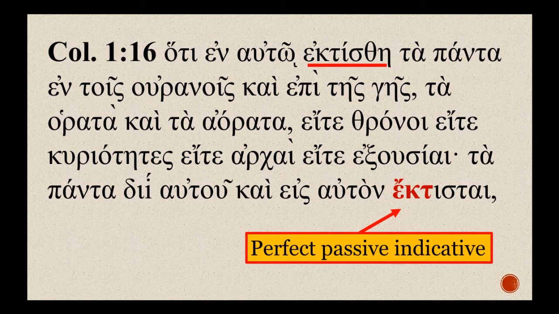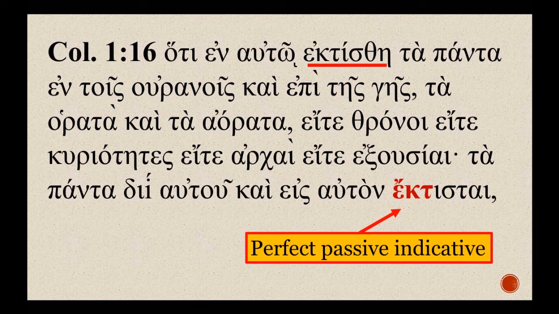Okay? So it's just a statement of fact of what happened. Then we go back to Genesis. We know that it took 6 days to do so, but this sums up those 6 days in one statement. It occurred. All things were created. Ta panta were created in him. Now this right here is a perfect passive indicative.